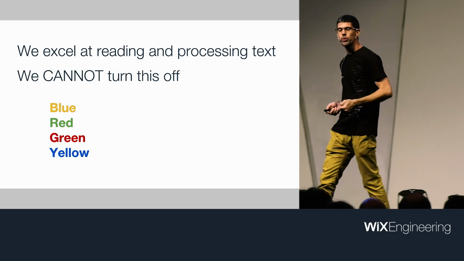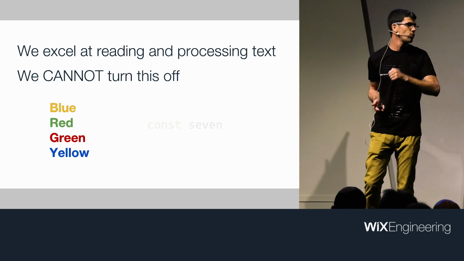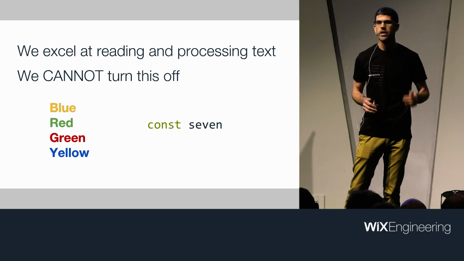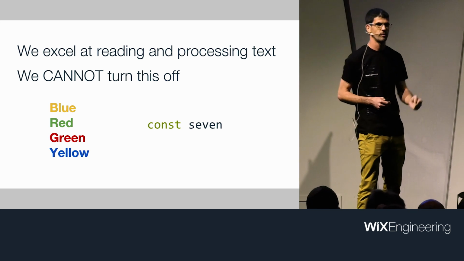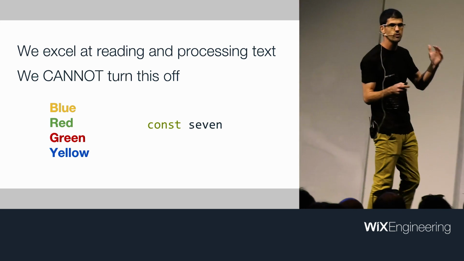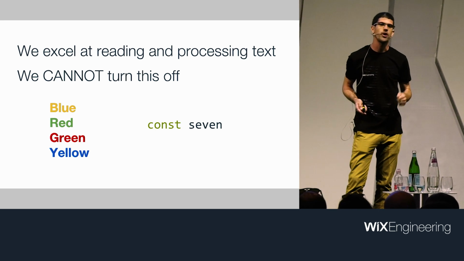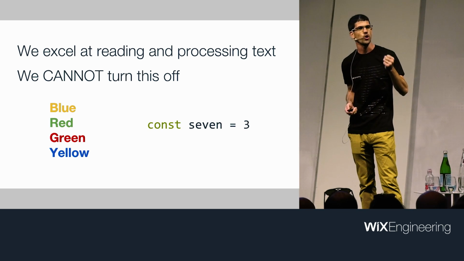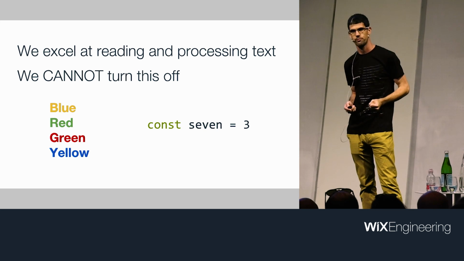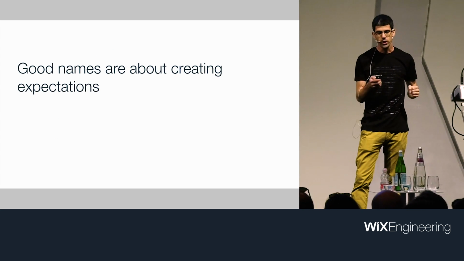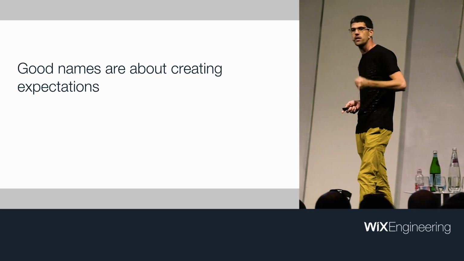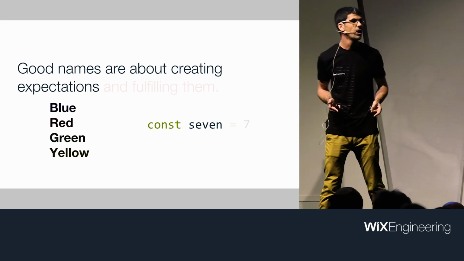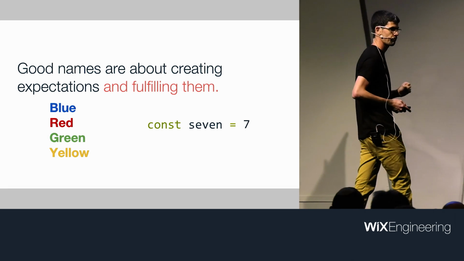The names we give our variables and functions in code, they too create expectations. They trigger a network of associations in our mind, putting images in our head, building those expectations. When the code doesn't match our expectations, it can hurt just as much. Good names are about creating those expectations and about fulfilling them.